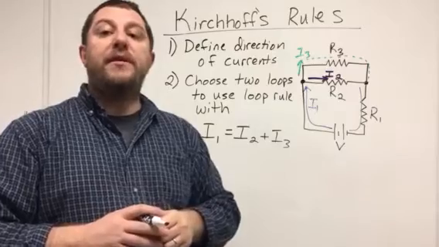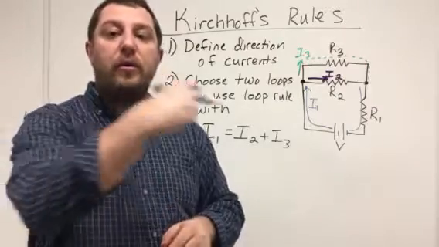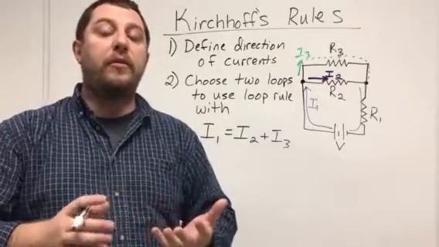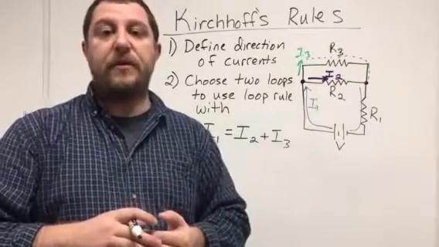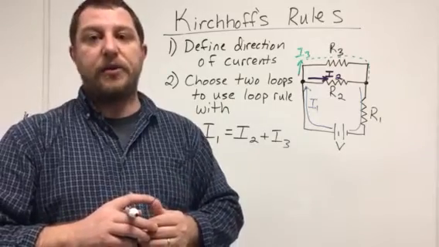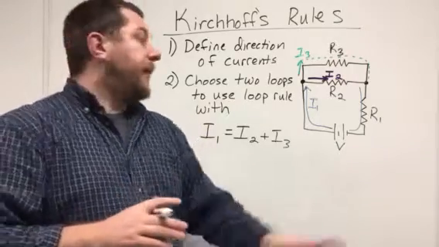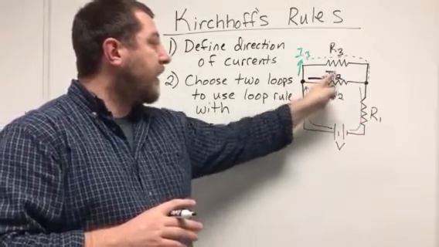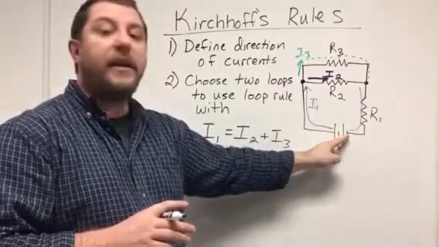In other words, potential energy is getting used by that resistor. If you come to a resistor and you're going through your loop in your closed fashion, and you're going across that resistor opposite the direction of the current you defined, that would be considered a gain in voltage.